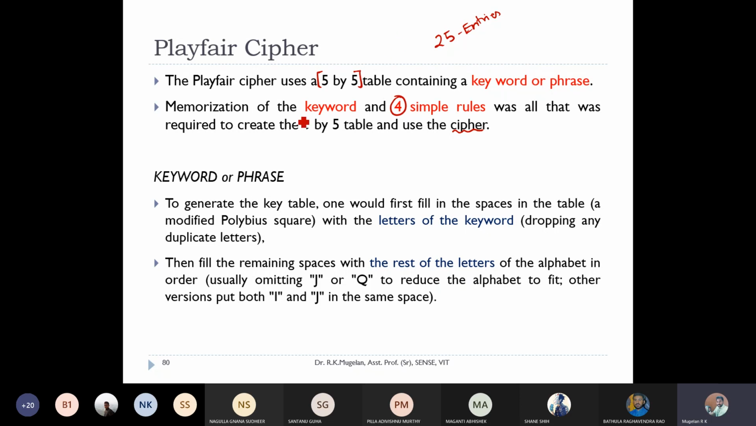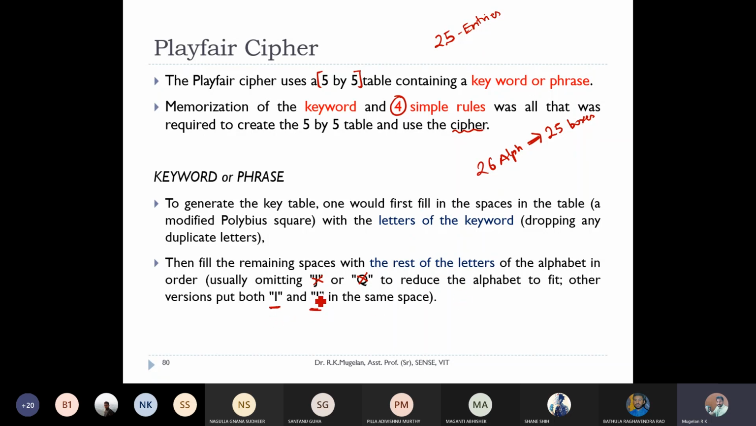If we start with the keyword phrase, there are two ways we can create a keyword. This is the keyword box, this 5x5 thing. There are only 25 entries, but I want to accommodate all the 26 alphabets inside these 25 boxes. How can it be done? Playfair gave two options for the users. One is that you can omit the letter J, or you can omit Q. The other option is to put the letters I and J in the same place.